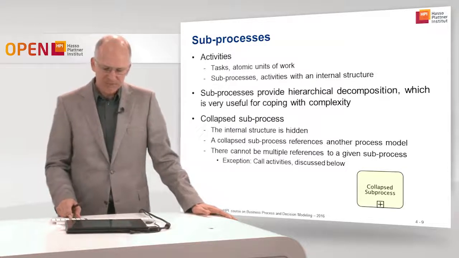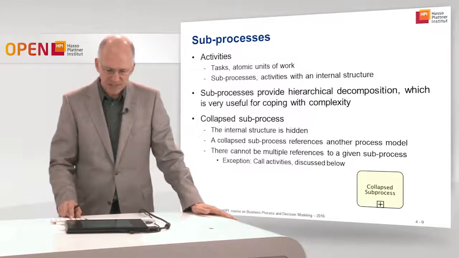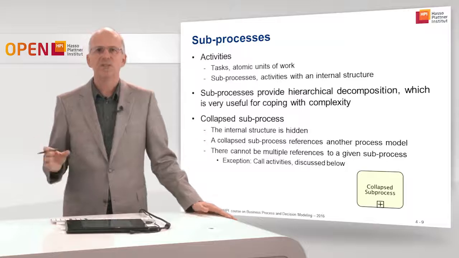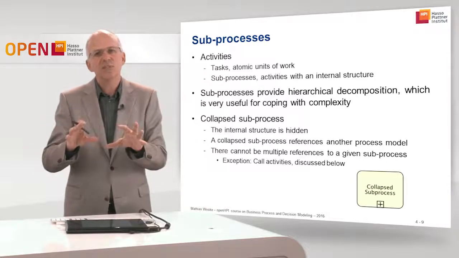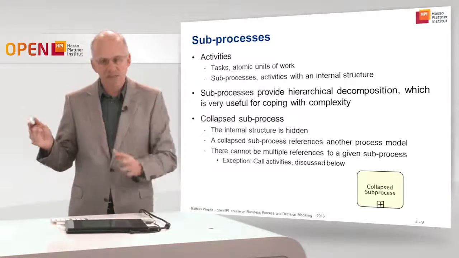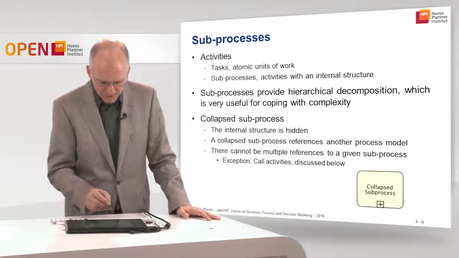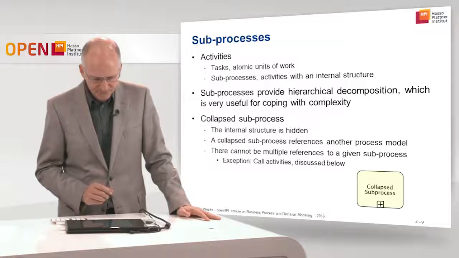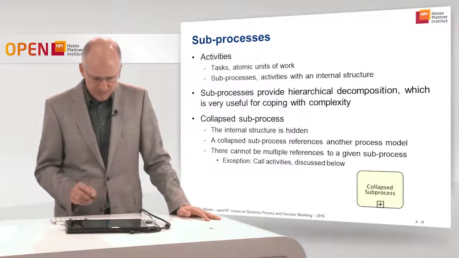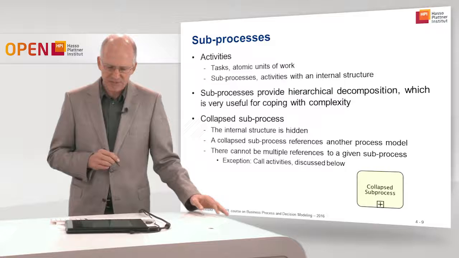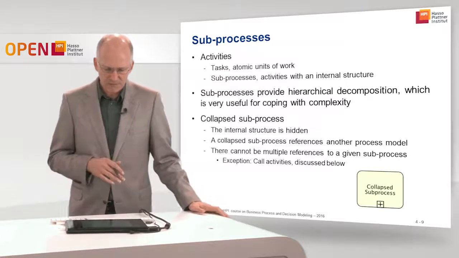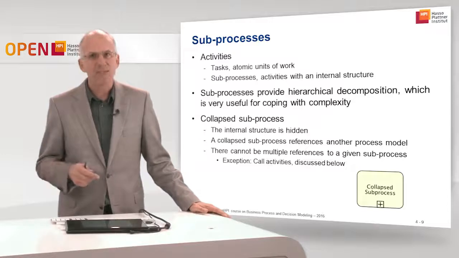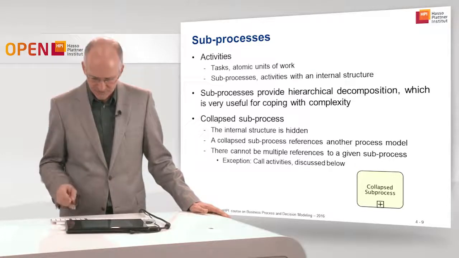Sub-processes can be collapsed. In that case, the internal structure of the sub-process is completely hidden, so we can also use that for abstraction. Regardless of what is inside the process, I use it as one activity in a process. And the collapsed sub-process references another process model. Here, these cannot be multiple references, and we will come to call activities in a minute, where we can have really multiple references to a given process.